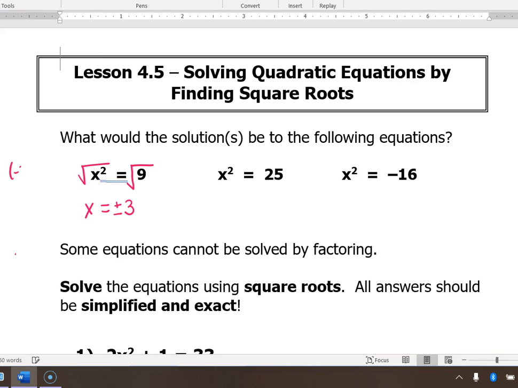Thinking about if I take negative 3 and square it, I get 9. Same thing applies if I take positive 3 and square it, I also get 9. So we just want to take into account that we could have two possible answers there. I'll think about it over here.